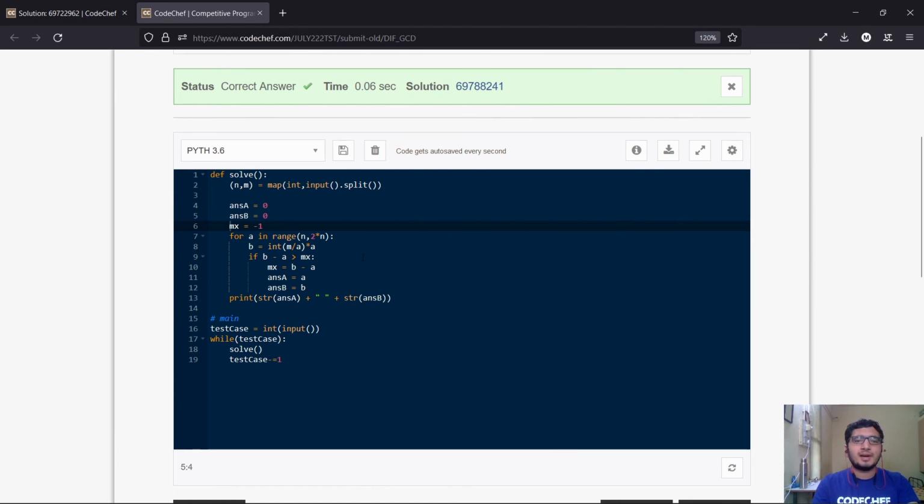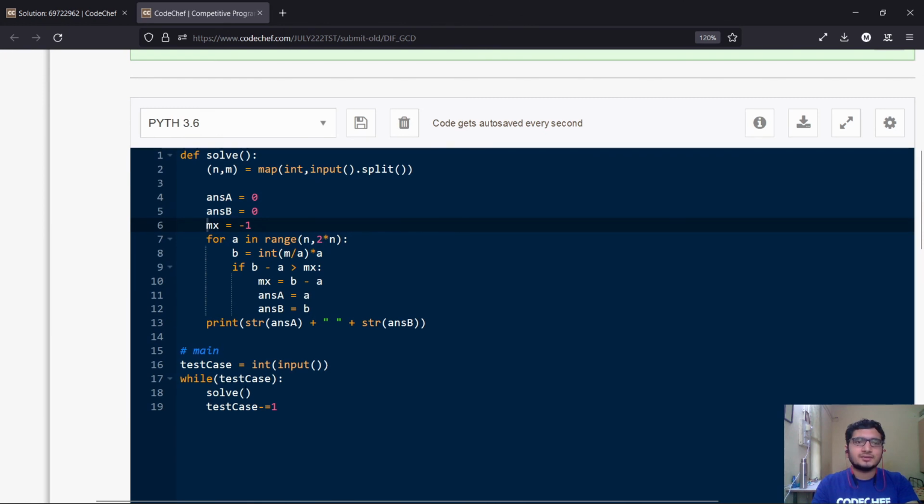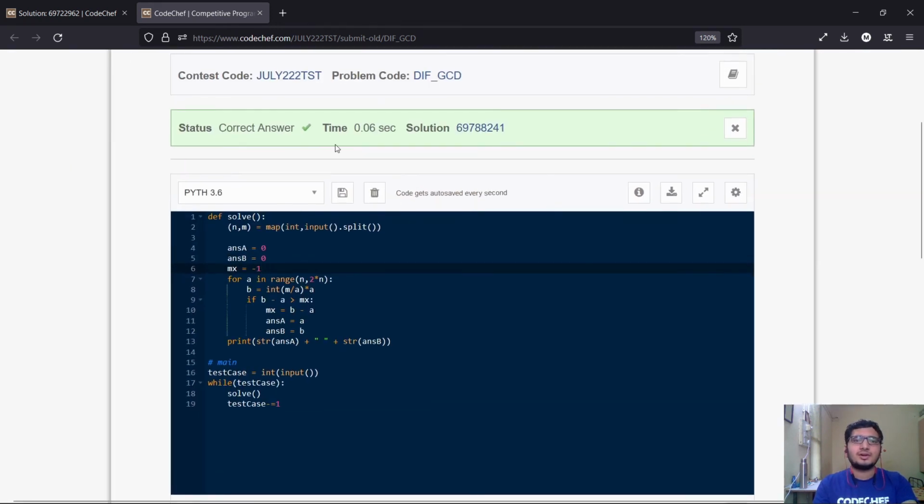Let's move to the Python code. The Python code is very similar. I have again done the same thing. I have test cases. For all test cases, I call the function solve. In solve, I take input n and m. Again, I have initialized the same variables. Then from range n to 2 into n, we make our b as the maximum multiple of a that we can reach while being in the constraint that we are less than or equal to m. If b minus a is greater than our current max, which will be the case initially, we will change our max to b minus a and we will assign the values to our answer. And once we are done with the loop, we'll simply print a and b. And as you can see, I have again gotten AC.